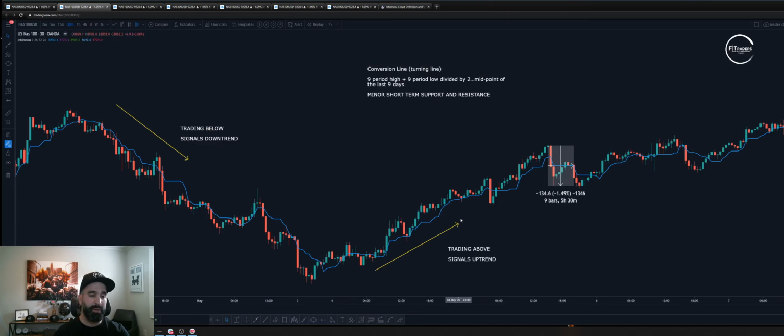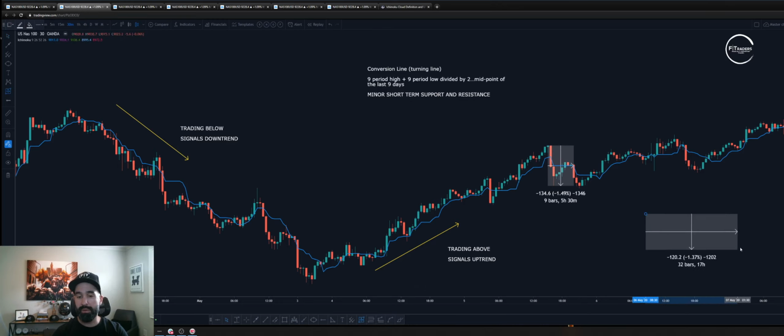That's this blue line over here. Okay, so I've taken everything off the chart. We're only looking at the conversion line. The conversion line is telling you the 9-period high plus the 9-period low divided by 2. So essentially, we're looking for the midpoint of the last 9 trading days. So here I've already put in our measuring stick. If you're using TradingView, that's the one we would be using here, and that is called the date and price range. That's the one I like to use.